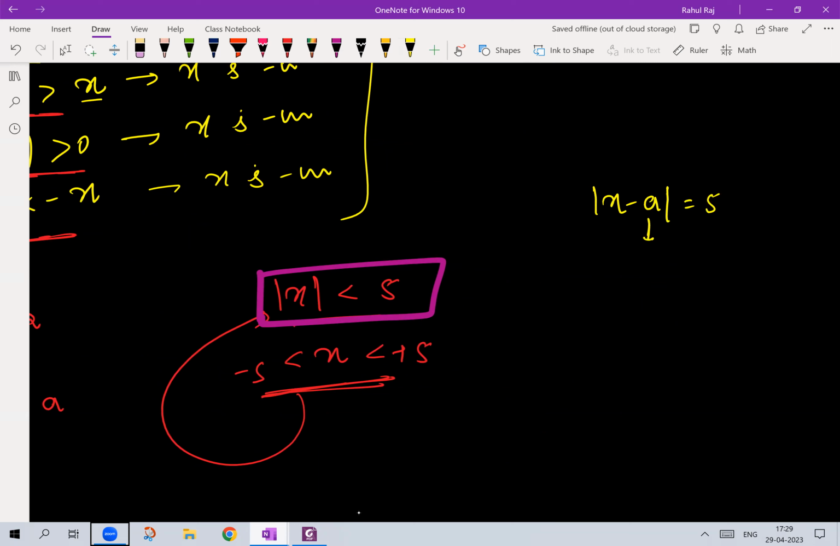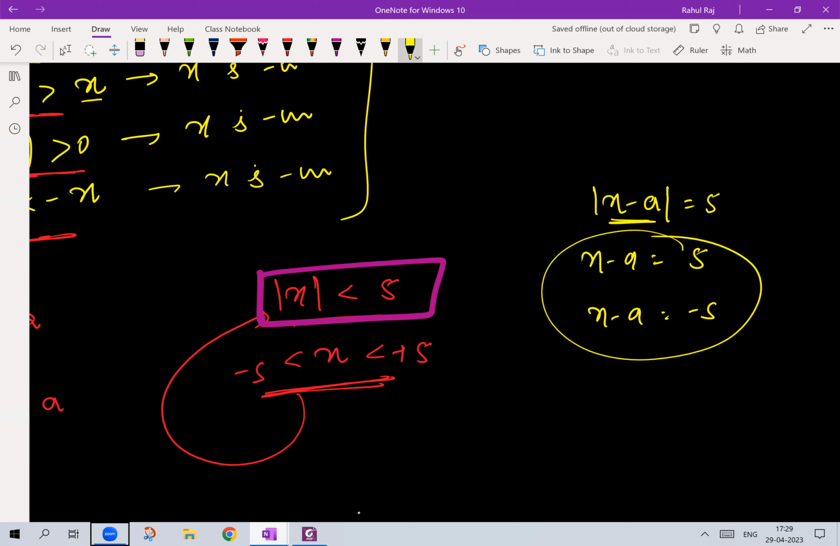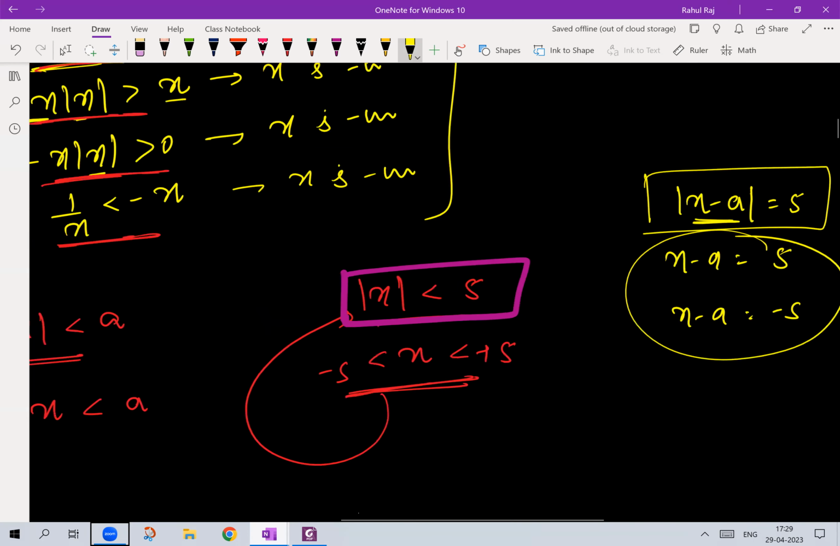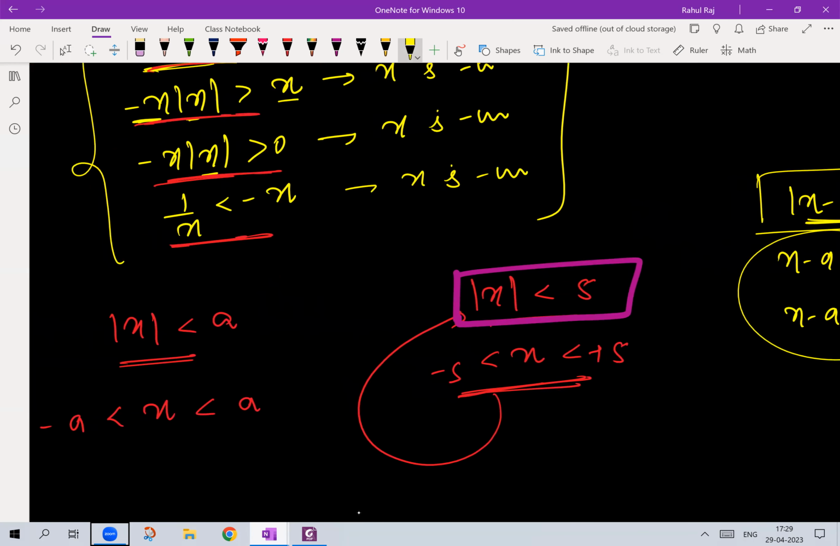Absolutely fine. While you are solving this equation, obviously you can take both: x minus a is equal to 5, x minus a is equal to negative 5. Just ensure that whatever value of x you get, you put it back and check whether this solution is valid or not. That's it. Agreed? So mod x less than 5 simply means x lies between negative 5 and 5.